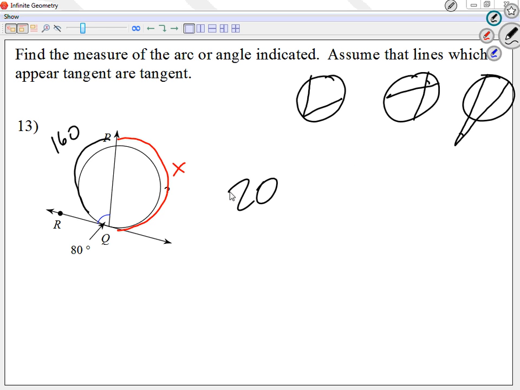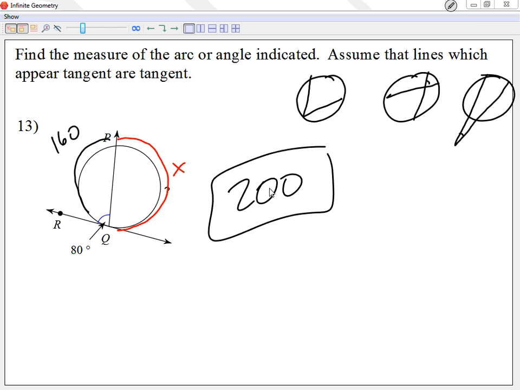200. Thank you. Twice of 80, 80 times 2. So once again, the angle is 80, so times 2 is 160. So that's how we knew this arc was 160. The whole circle is 360. Right? We know the whole circle is 360. Part of it is 160. The remaining should be 200. So that's one way of doing this.